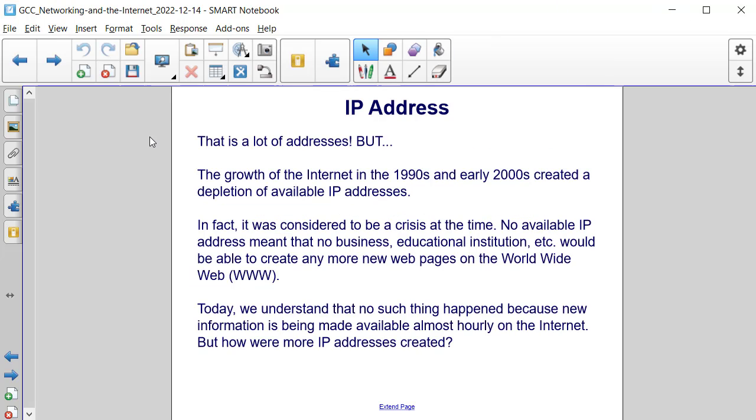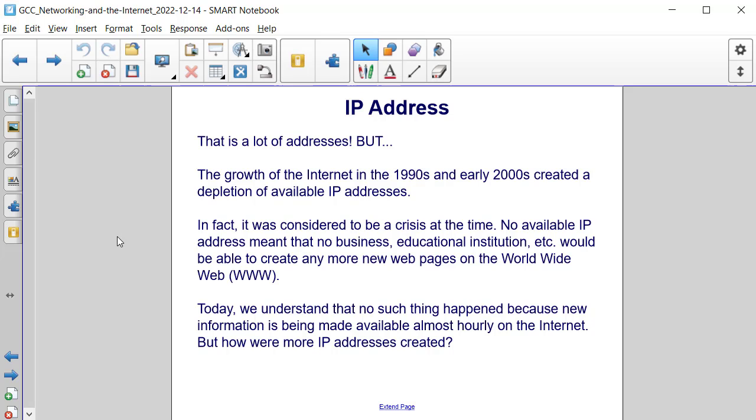Now, 4.3 billion is definitely a lot of addresses, but the growth of the Internet in the 1990s and early 2000s created a depletion of available IP addresses. In fact, it was considered to be a crisis at the time because no available IP address meant that no business, educational institution, etc., would be able to create any more new web pages on the World Wide Web, www. Today, we understand that no such thing happened because new information is being made available almost hourly on the Internet.